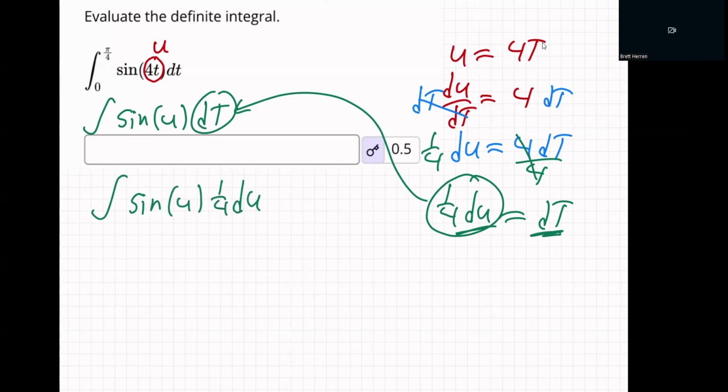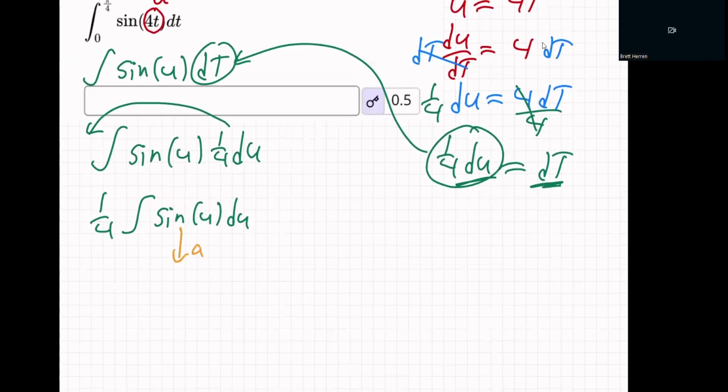Good. Now we've changed it into all u. We had t at first, then a u-t mix, and now it's all u. So you can put this 1/4 in the front. I'll just yank it there. So we have 1/4 the integral of sine u du. So that means now we can do the antiderivative of sine u, because that's what the integral and the du operator tells us to do. So that's going to be cosine u.